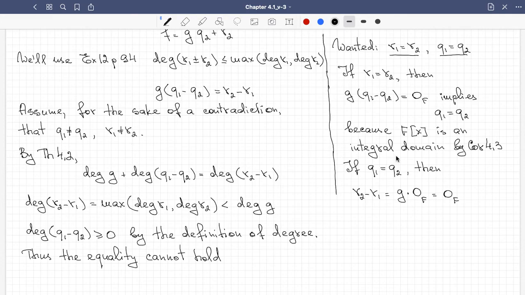If q1 is equal to q2, then r1 is equal to r2. If r1 is equal to r2, then q1 is equal to q2. So for the sake of contradiction, we have to assume that both equalities do not hold, and find a contradiction by writing down the equality which cannot be true. At this moment, we use the exercise that the degree of a difference is smaller or equal to the maximum of the degrees.